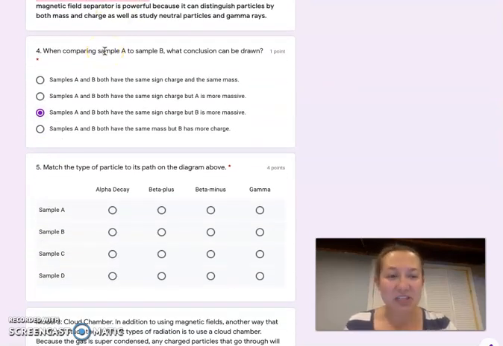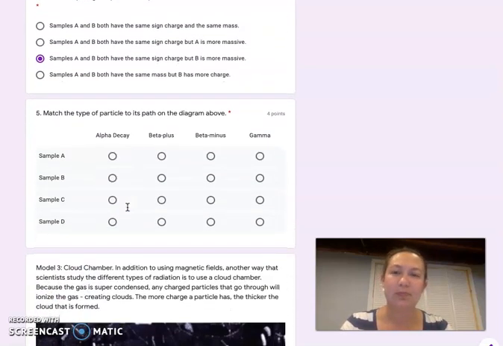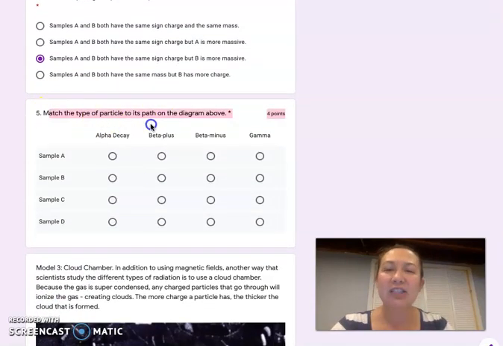Most likely, when you're studying for your test on Thursday, you won't need to memorize anything about this magnetic field stuff, this mass radius relationship, because it would be given for you in the stem of the problem if you need it. Right? Now, match the type of particle on the path.